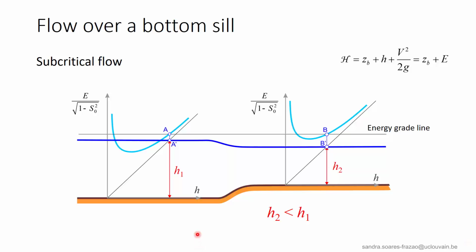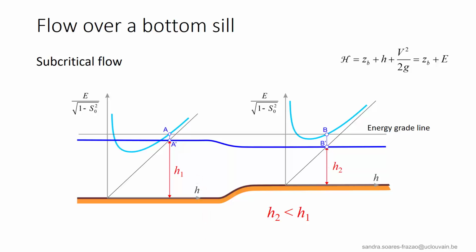So if we have a water depth h1 before the bottom sill, with an energy level indicated by point A here, the corresponding energy level after the bottom sill is represented by point B, so the same total energy as we have assumed no head losses. This leads to a water depth h2 smaller than h1 and a flow that accelerates, as the kinetic energy represented by the distance b prime here is larger than the kinetic energy a prime.